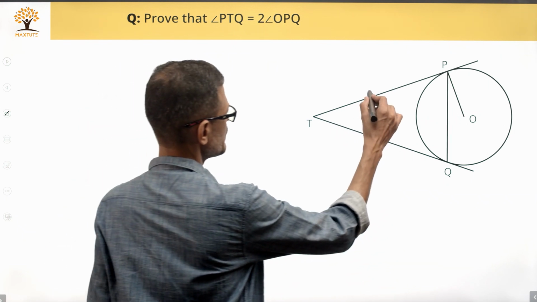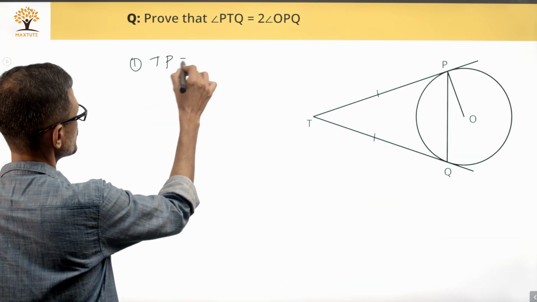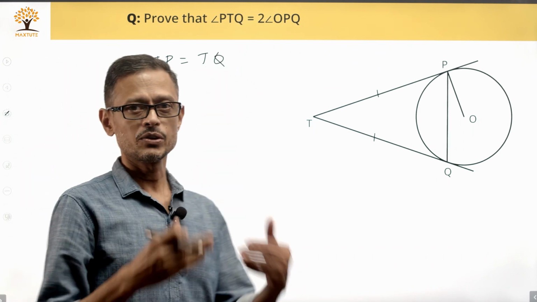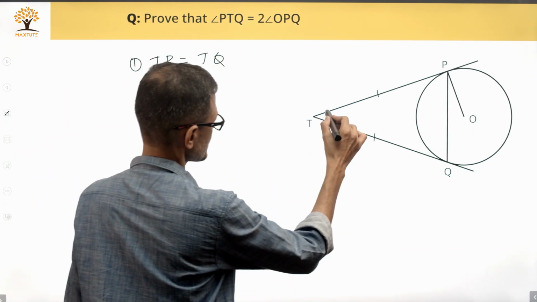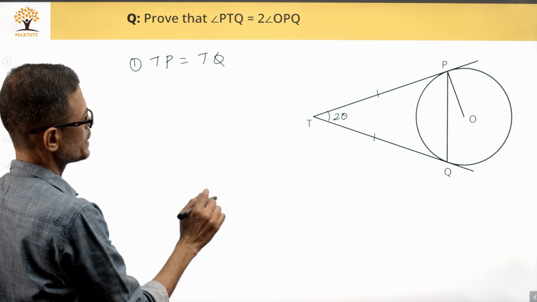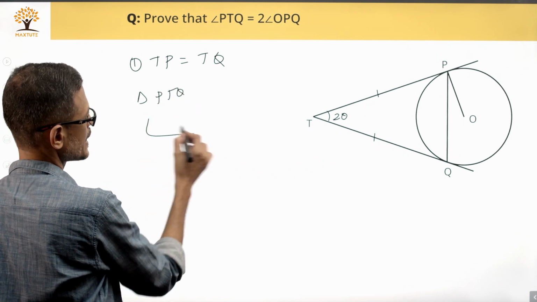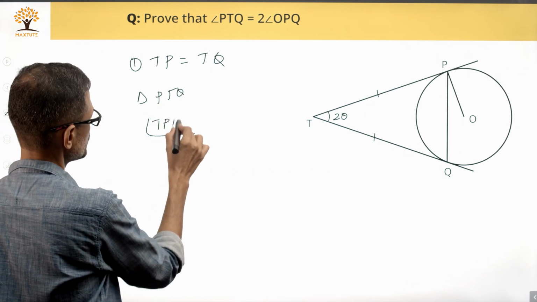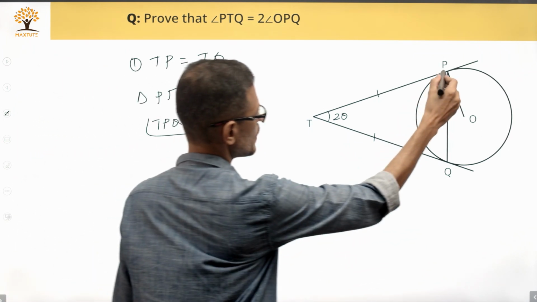First and foremost, we know that TP is equal to TQ, right? From an external point, you draw two tangents, and both these tangents are equal in length. We said that this angle is equal to 2 theta. So if TP is equal to TQ in triangle PTQ, we can quickly say that angle TPQ is equal to angle TQP. These two angles are equal.